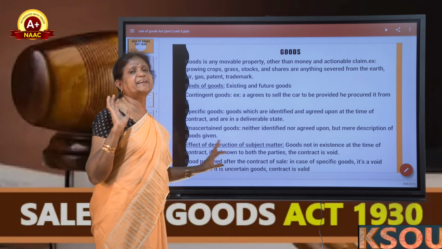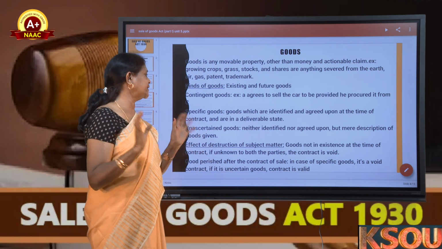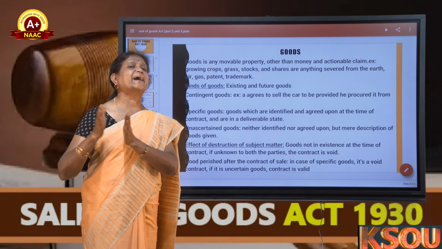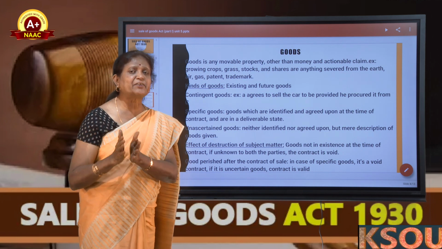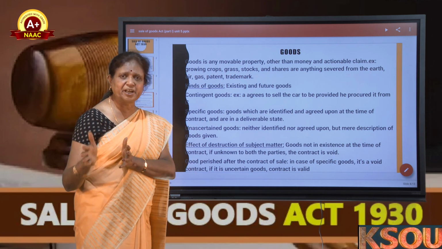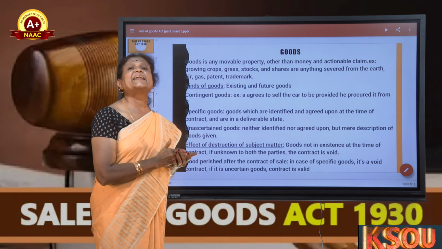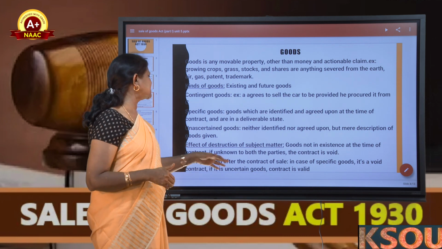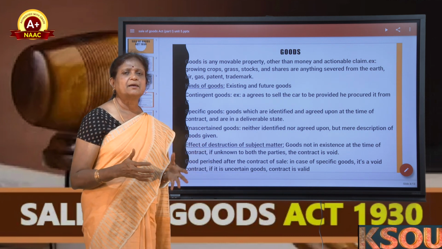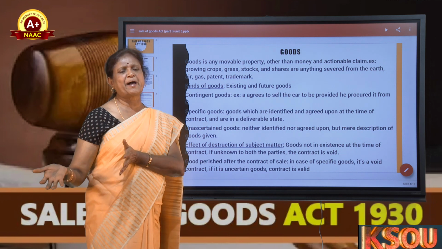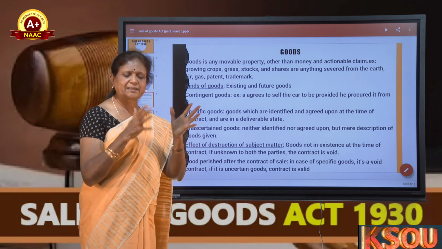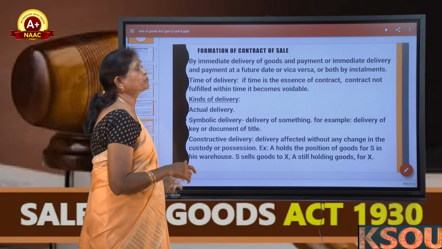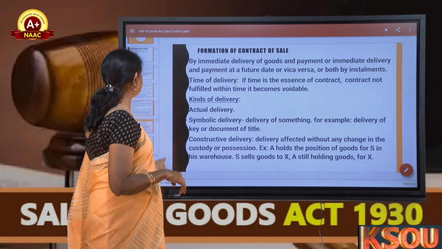If it is unascertained goods, then the contract is valid, because if the goods have been identified and those identified goods are destroyed or perished, they cannot be taken back. In such cases, the contract is void. Suppose it is unascertained goods, meaning any other 10 bags can also be taken, some other goods also can be taken. In such cases, the contract is not void, it is valid.